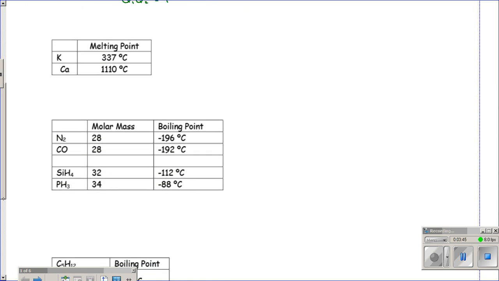Next little example here, we have a couple of metals, right? So the crystal type is a metal. And we can see we have potassium with a melting point of 337 and calcium with a melting point of 1110. And this is what we know. Metallic crystals are attracted by a metallic bond. In the notes, you learned that for metallic bonds, the strength increases as the number of valence electrons that are contributed to the mobile sea of electrons increases.